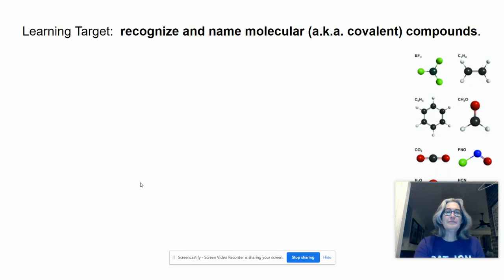Today's learning target is to recognize and name molecular, also known as covalent compounds. Now, we've been working with ionic compounds, starting with the evidence that there are things made of ions. Remember that evidence was that when we dissolve them in water, they conduct electricity. They don't conduct electricity in the solid state, but when we dissolve them in water, they conduct electricity, and you need something with a charge that can move in order to conduct electricity.